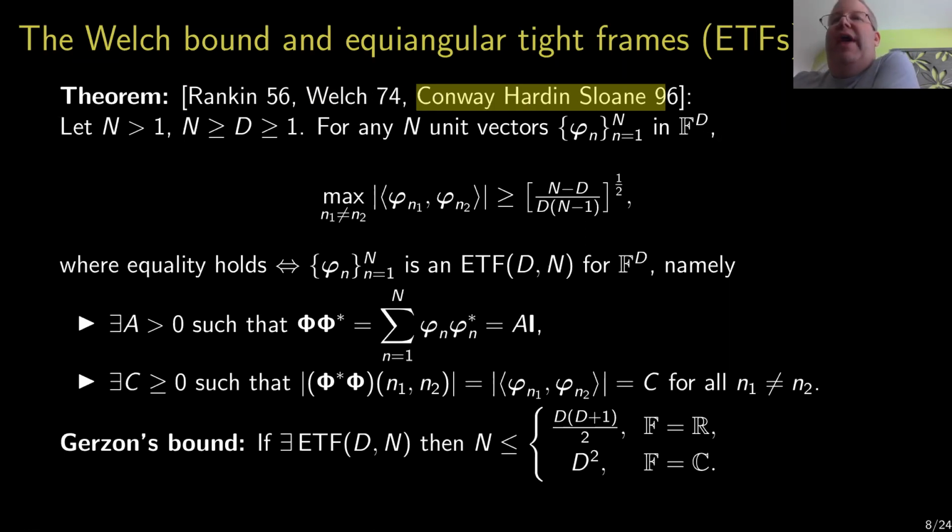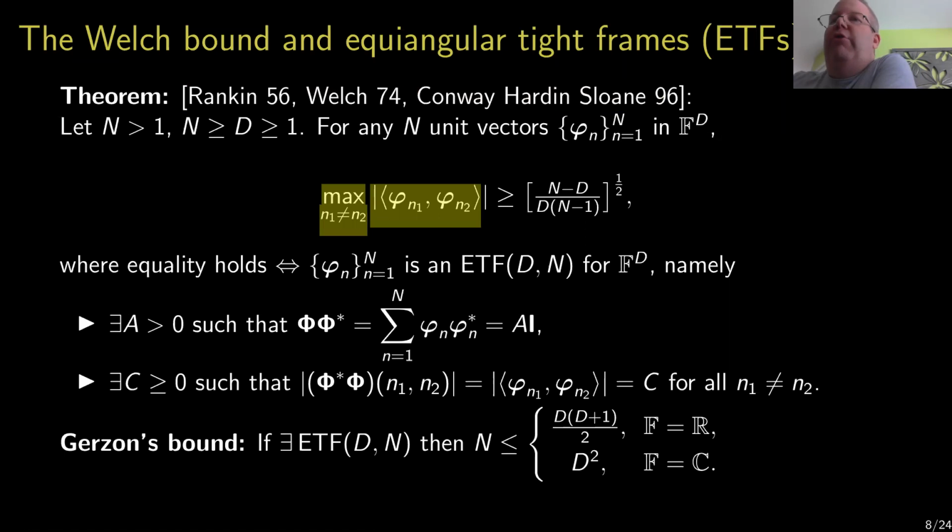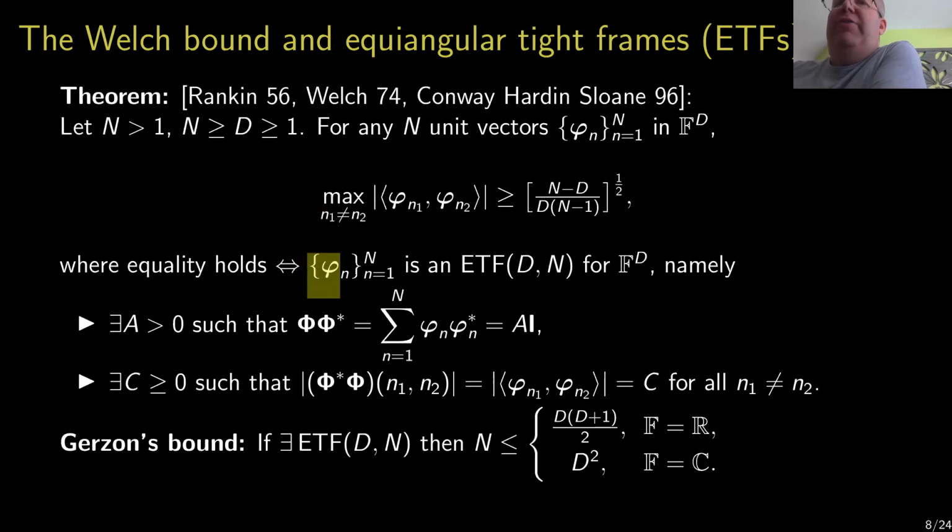And what it says is, you give me n unit vectors in F^d, the coherence of those vectors is bounded below by this kind of ugly looking number. And equality holds, it turns out, if and only if the lifted version of these phi-n's, Conway, Hardin and Sloane's lifted version, forms a regular simplex. And what that turns out to be is that these phi-n's have to be what we in frame theory would call an equiangular tight frame of n vectors in d-dimensional space.